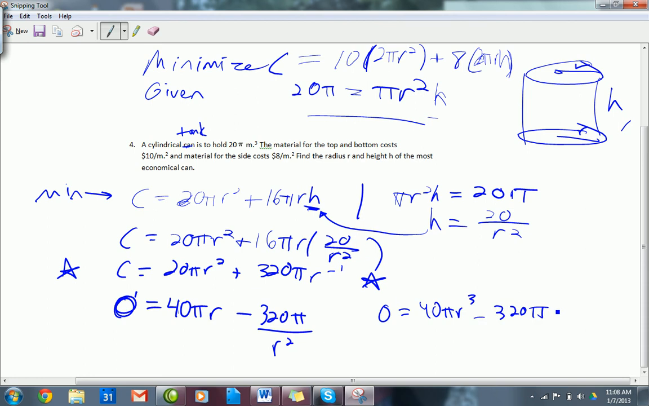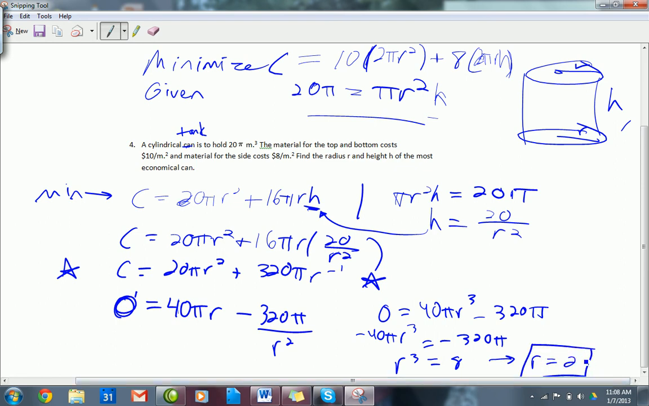I'm going to subtract 40 pi r cubed from both sides. And now I'm going to divide by negative 40 pi. So essentially what I get is r cubed equals 8. Oh, nice solution. Right? If r cubed equals 8, that means necessarily r has to be 2.